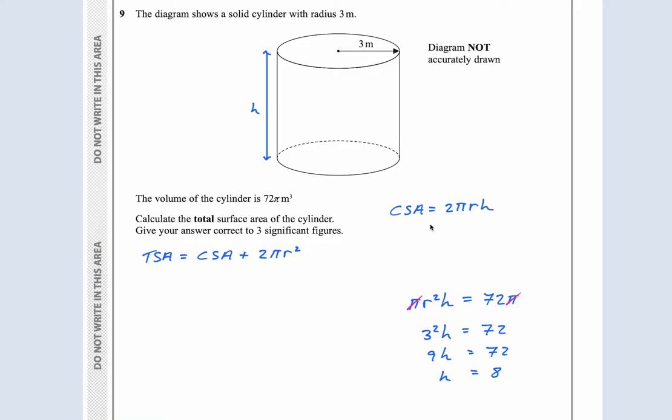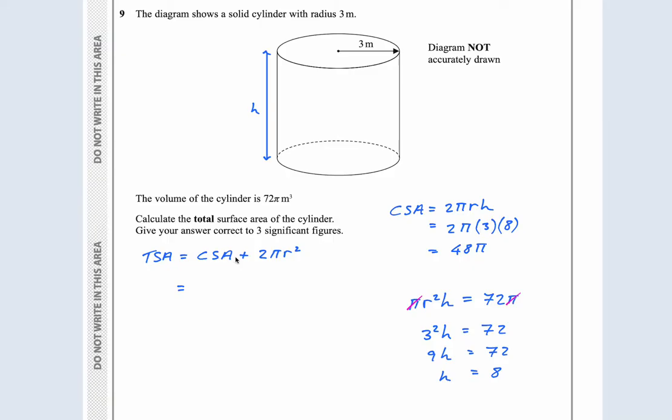So now I can calculate the curved surface area. It's 2 times pi times radius, which is 3, times h, which is 8. I'm just going to leave this in terms of pi. 2 times 3 is 6, times 8 is 48. So it's just 48 pi. Okay, now I'm going to put this into this.